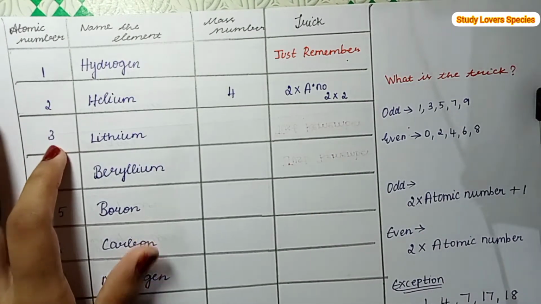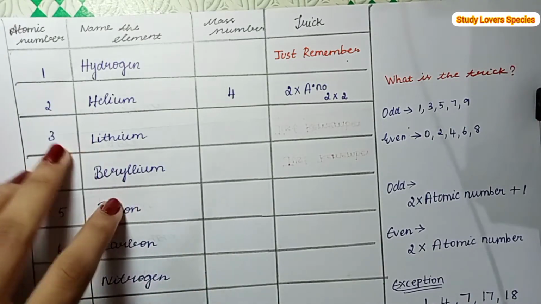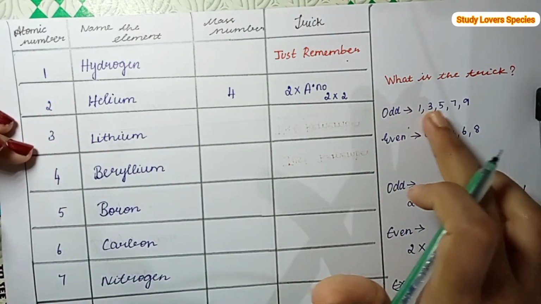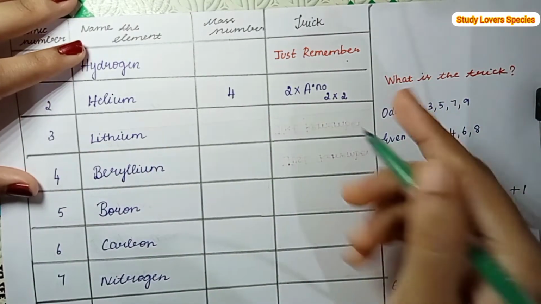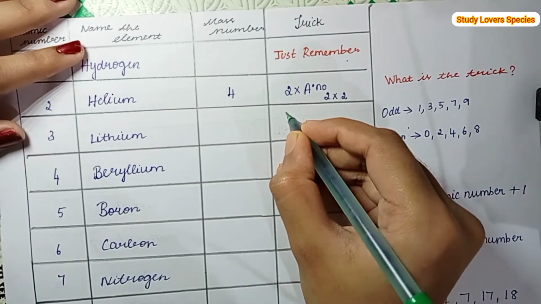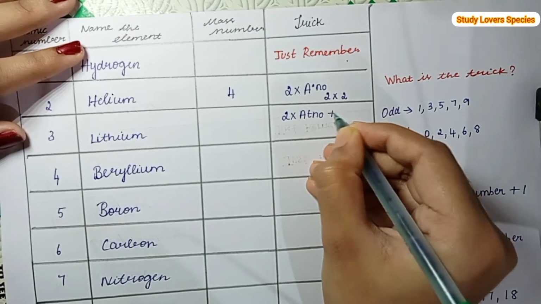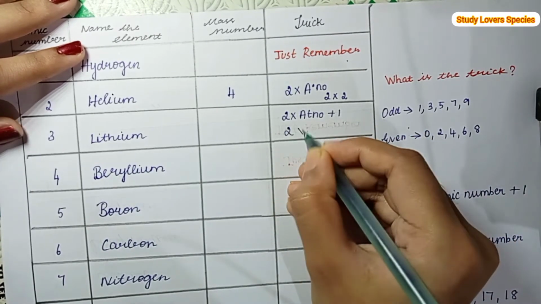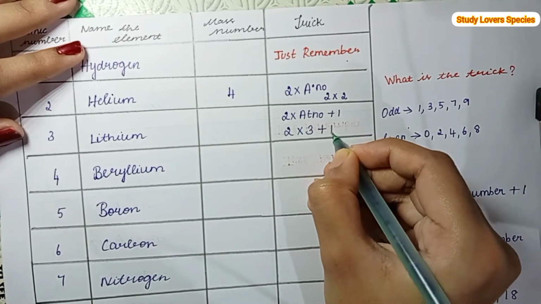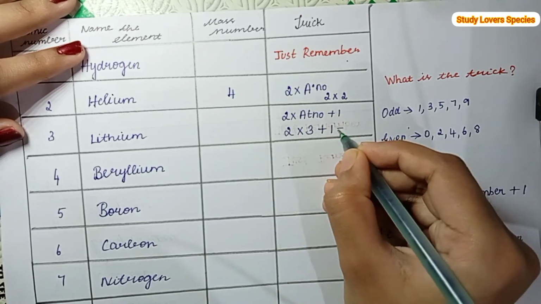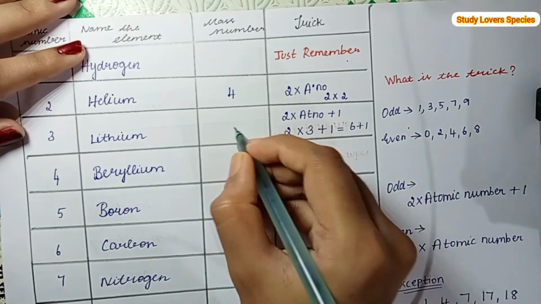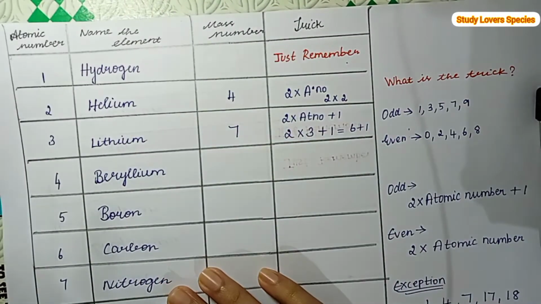Next we have lithium. Its atomic number is 3. So 3 is an odd number. For an odd number, what's the trick? 2 into atomic number plus 1. So 2 into 3 plus 1. 2 3s are 6 plus 1. So our answer is 7.